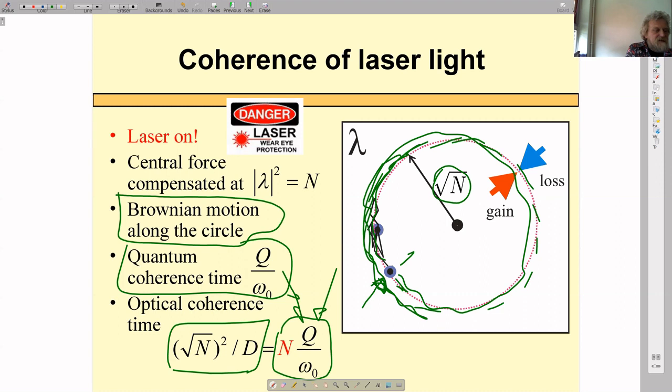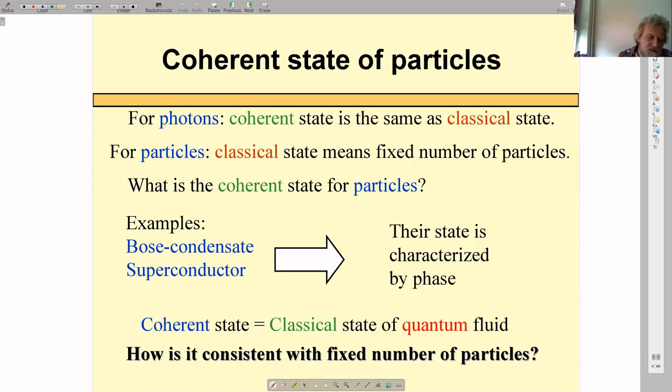I should look at time. I should find time to talk about coherent states of particles. Till now, we've been talking mostly about photons, but photons are coming from oscillators. It can be related to any oscillator. Let me look at something different. Let me talk about coherent state of particles. There are many interesting semantical traps here.